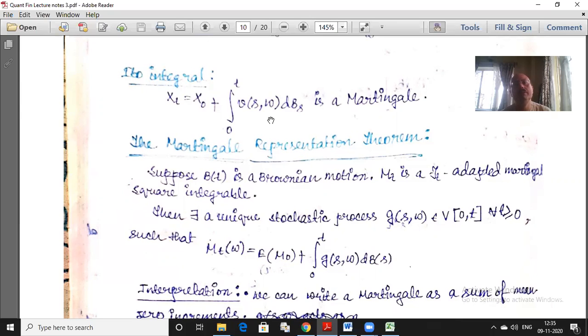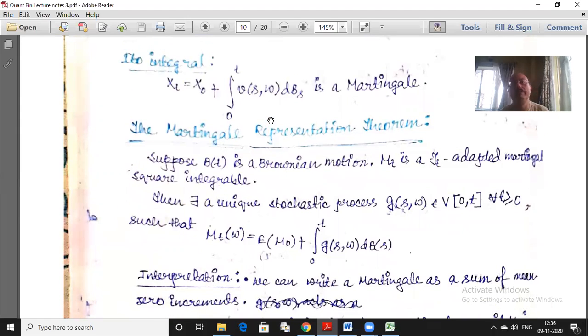What is the converse? The converse is, I know that this type of integrals are martingales, but there could be other types of martingales, other stochastic processes which have no connection with this kind of integrals. This theorem says no. This theorem says that if I have a martingale, then there will be a representation of this type for that martingale.